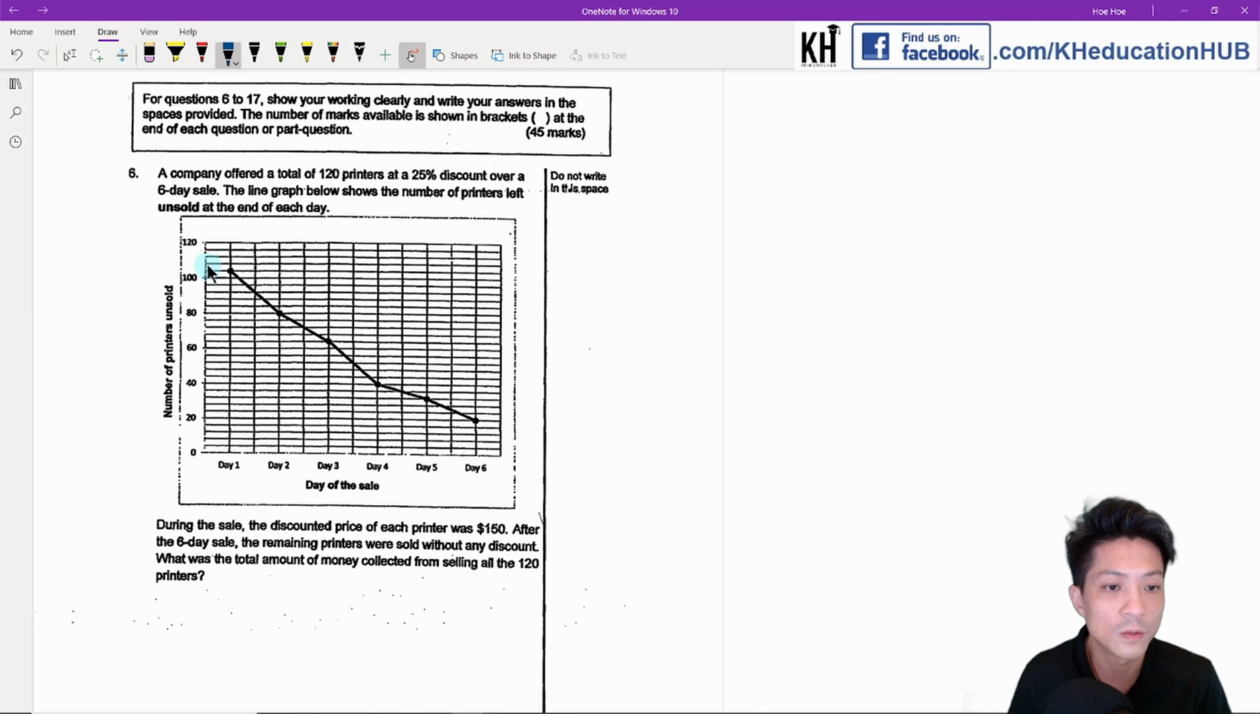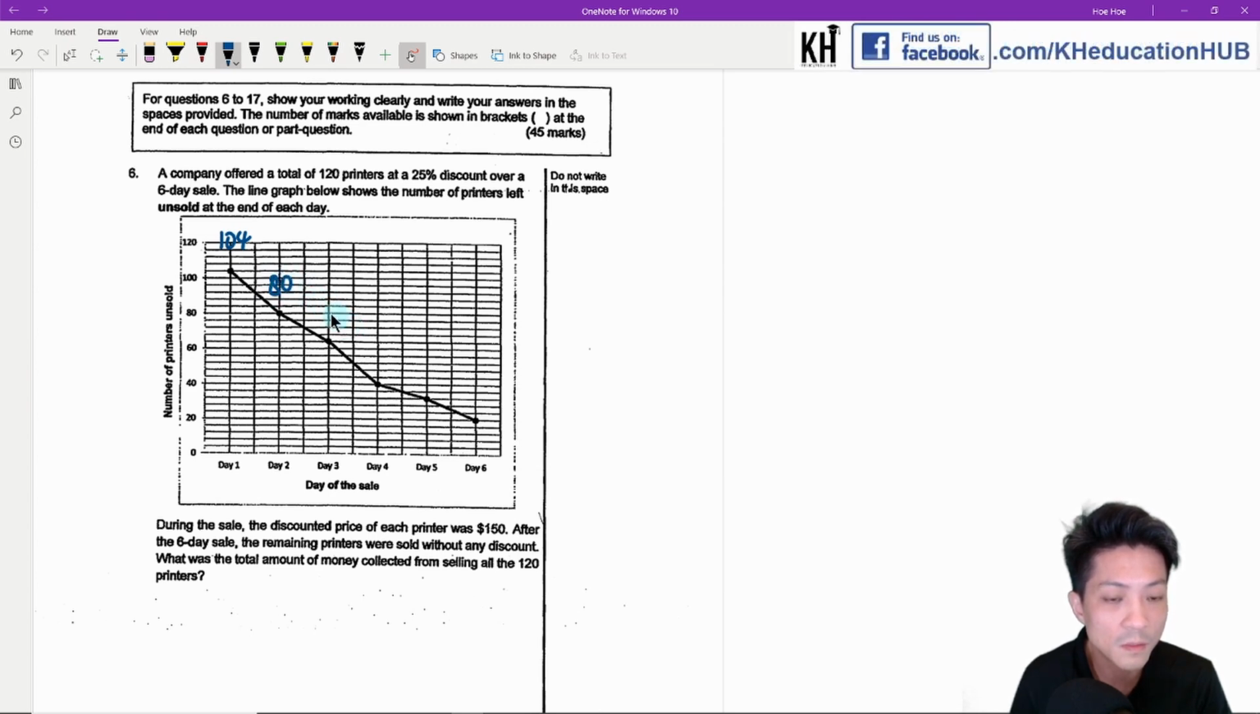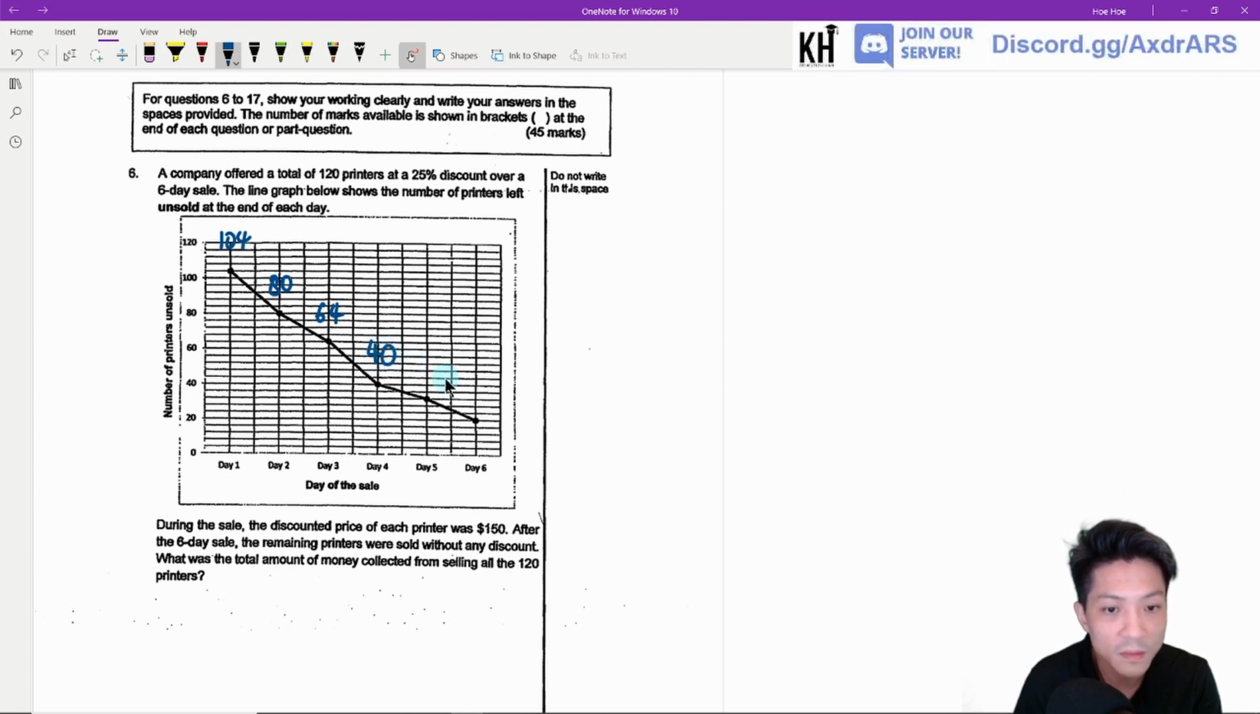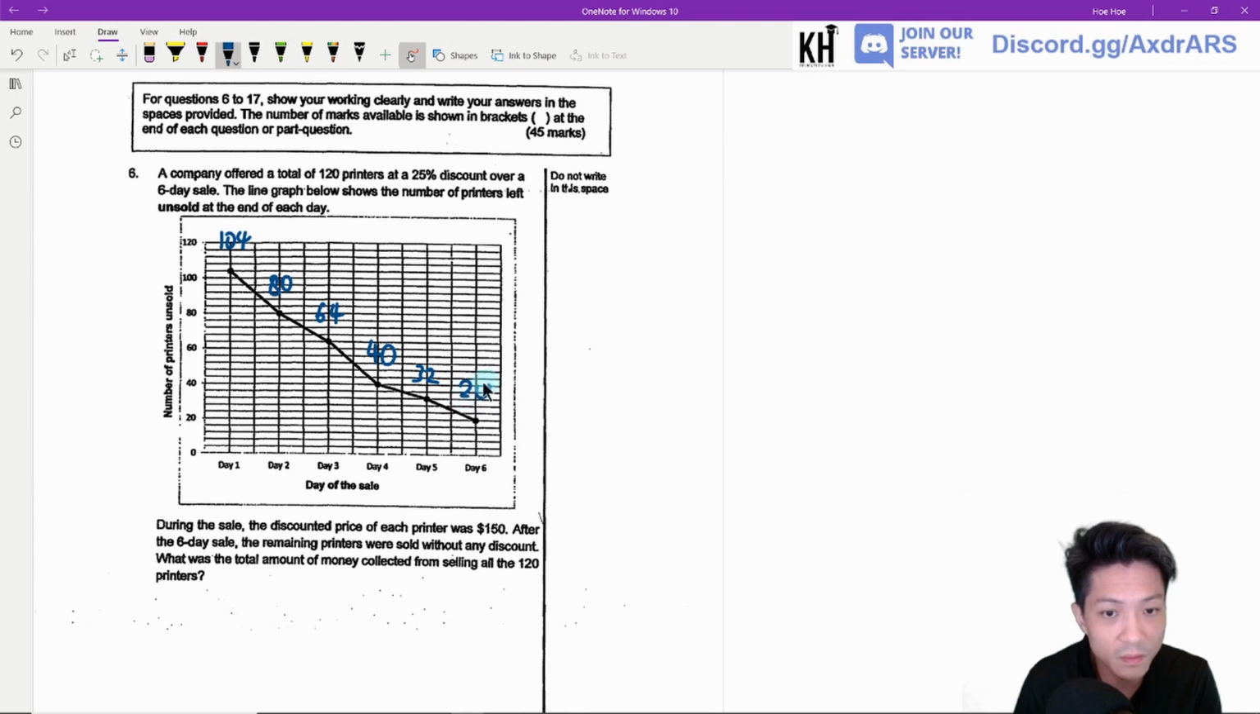So 20 divided by 5, each one is a 4. This is 104. This is 80. This is 64. This is 40. Day 5 is 32. Hope I get this correct. Okay, and day 6 would be 20.